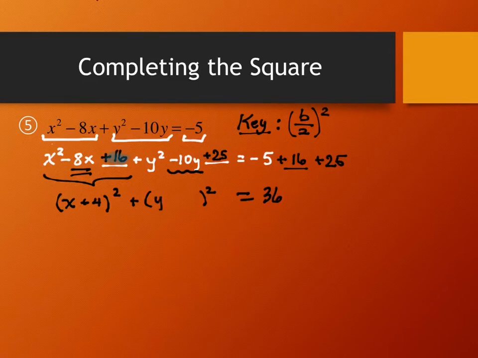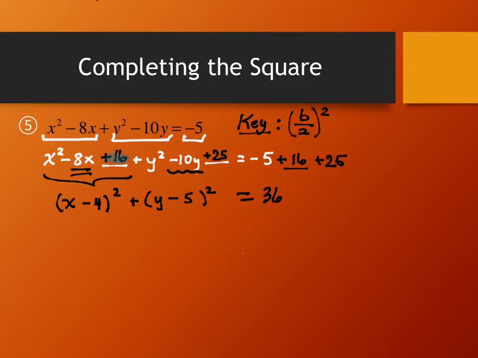Same thing on the second one. You'd have y, and then the square root of 25 would be 5. Now, it does need to have the sign that matches the middle part, so I screwed that one up on my x's. Let me fix it. This would be x minus 4, because the 8 in the middle is negative. And it will be y minus 5, because the 10 in the middle is negative 10.